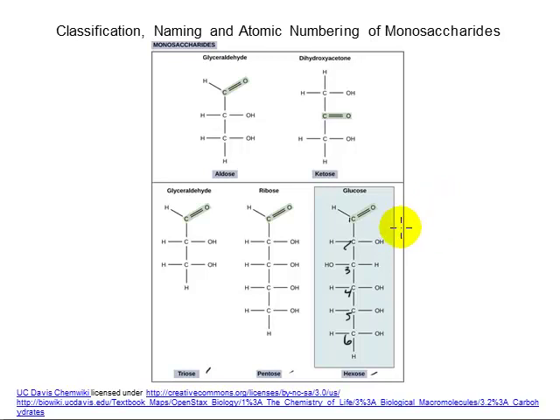Let's look at each carbon individually, starting with carbon number 1. In this case, carbon has only 3 bonded partners, so by definition it can't be chiral. What about carbon number 2?